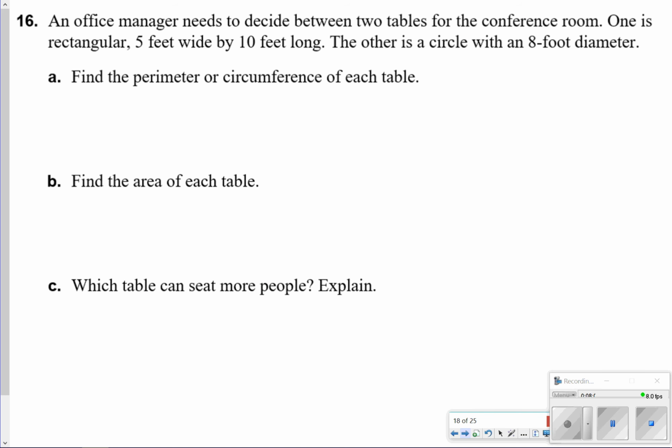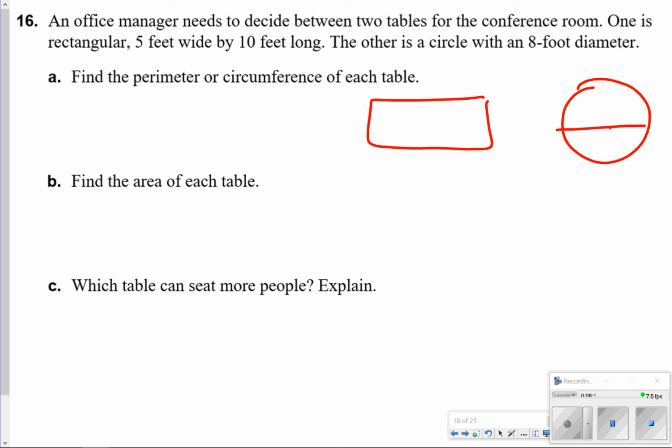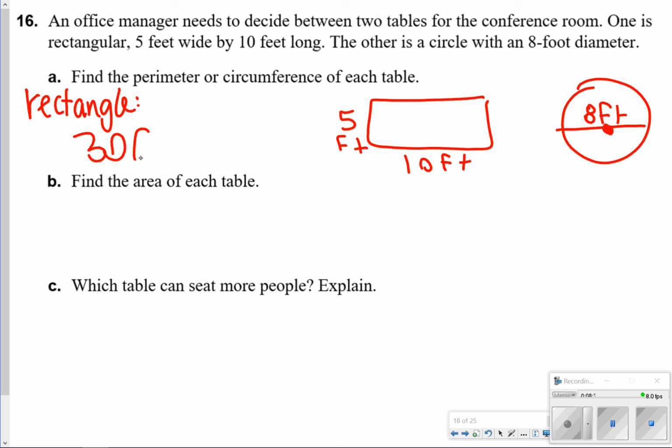16, this is your 3-part question. It might have been easier to draw your 2 shapes. Okay? It says your rectangle is 5 feet wide by 10 feet long. The other is a circle with 8 feet as the diameter. And then it says find the perimeter or circumference of each table. With the rectangle, all you're doing is adding all of your outer sides. So 10 plus 10 and 5 plus 5 is going to give you 30 feet.